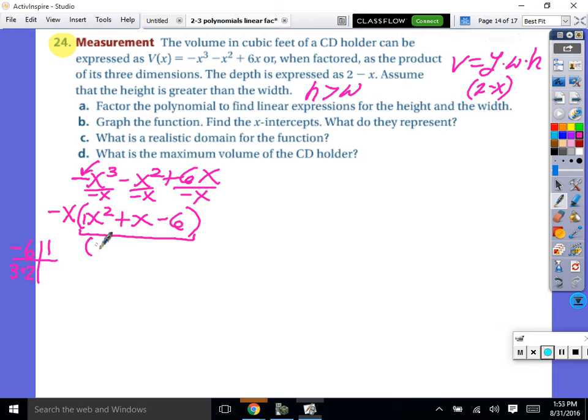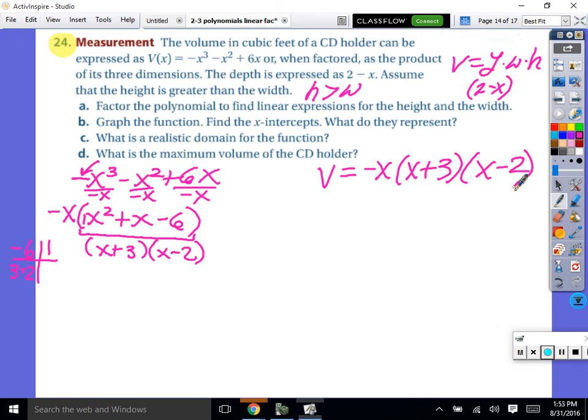Quick, it's factorable, so we can factor this to be x plus 3 times x minus 2. So I'm going to rewrite that right here. We have volume is equal to, right now we have it as -x times x plus 3 times x minus 2. Now look, do any of those look like that? Kind of. This, except for that, is actually very different than that. So let's see what we have here.